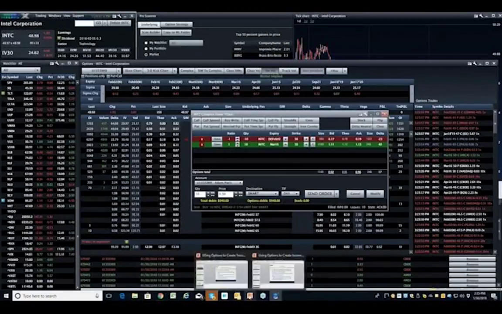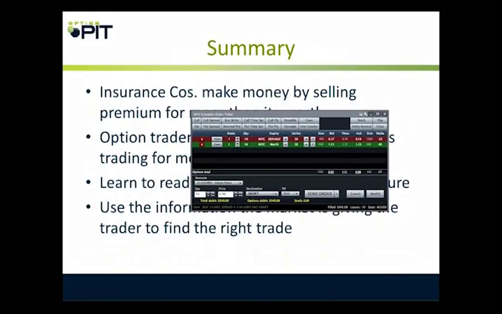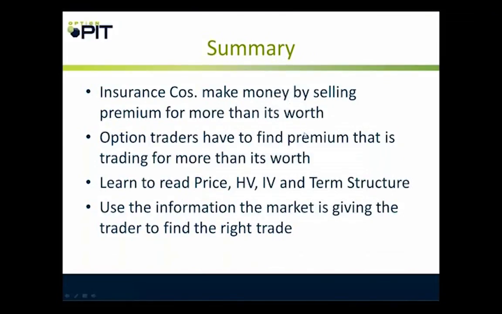Let me make my summary of my offer, and then we'll look at one more. All right, so summary: insurance companies make money selling dollars. Option traders have to find premium that's trading for more than it's worth. Learn to read price, HV, IV, and term structure, and use the information the market is giving you to create the right trade. Here's my offer.